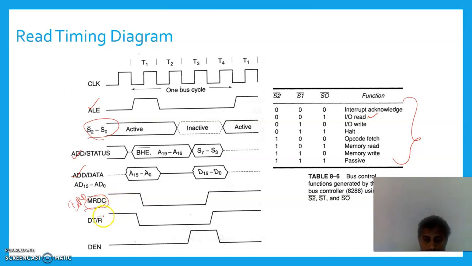Suppose we are going for reading, these two lines would be the same. Only this line would be changed: memory read would be changed to IO read. The name itself we need to change; everything else will be the same. So once again, we will go for discussion on this. In maximum mode, we can have the maximum number of read or write operations.